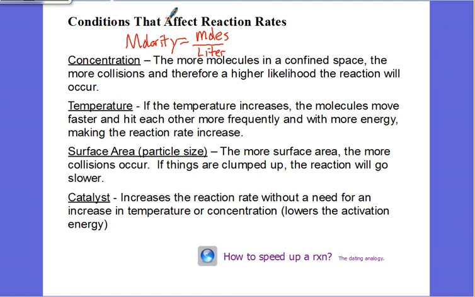So molarity is moles per liter. It's a ratio of the two things. This is to say you could add more into the reaction, or you could change how the reaction is spread out, what volume it occupies.